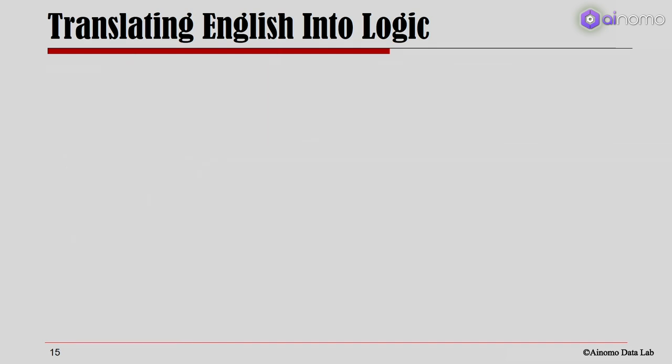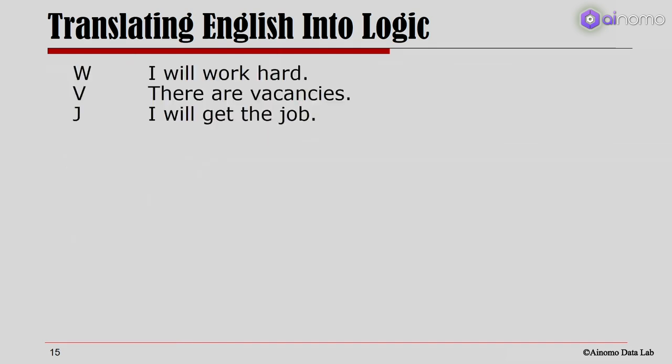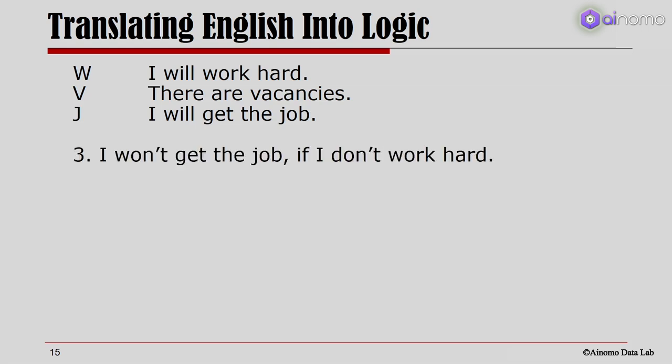Let us now take a little bit more complex example. Let us use W to represent I will work hard, V to mean there are vacancies, and J I will get the job. Let us try to represent this statement. I won't get the job if I don't work hard.